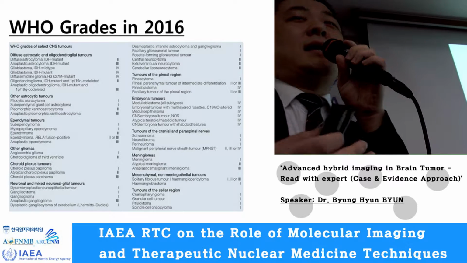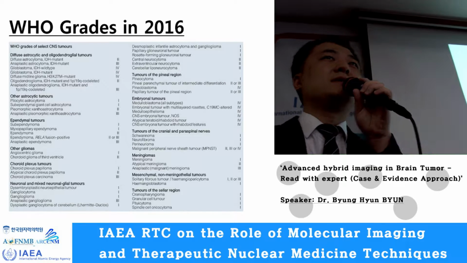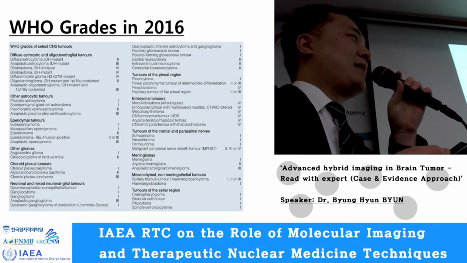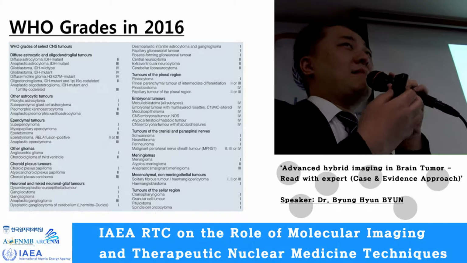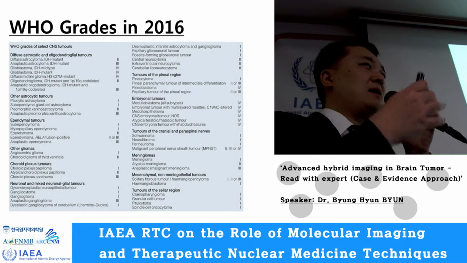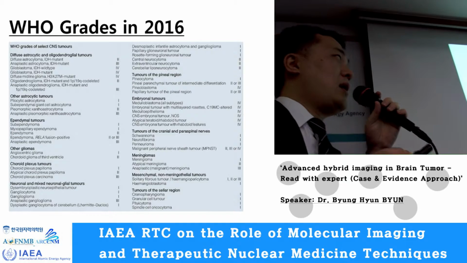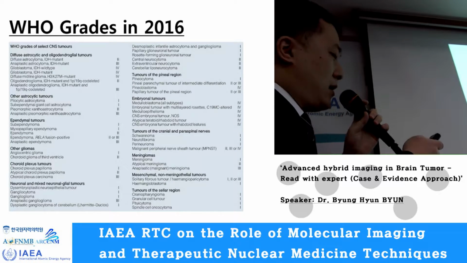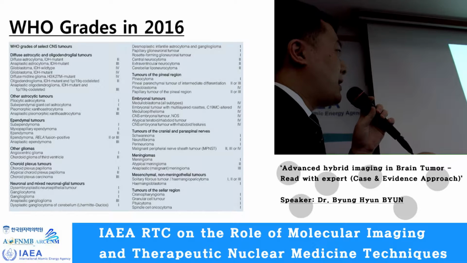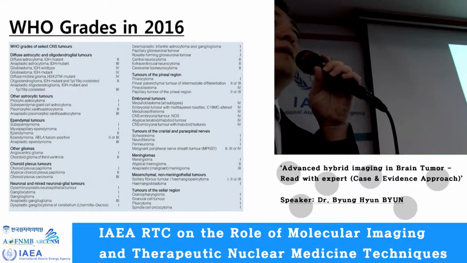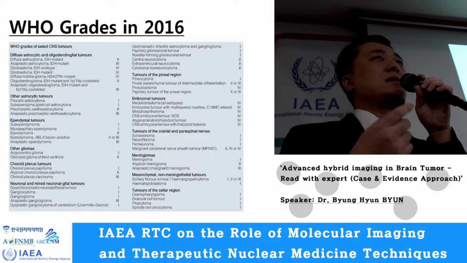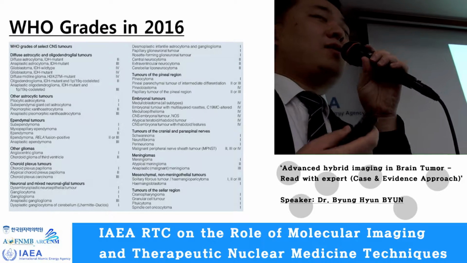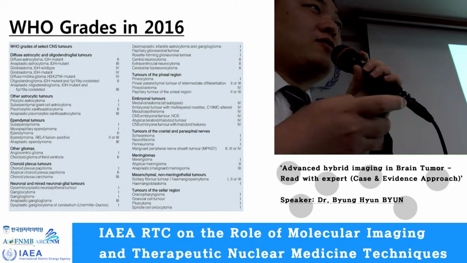There are very many types of brain tumors, so I cannot discuss all of them, but many brain tumors can be divided into 4 grades: 1, 2, 3, and 4. For example, glioblastoma multiforme is considered grade 4, which is a very aggressive tumor. It is a high-grade tumor.